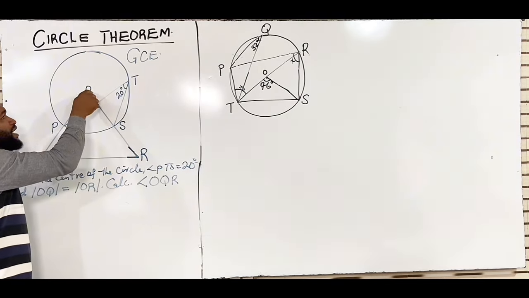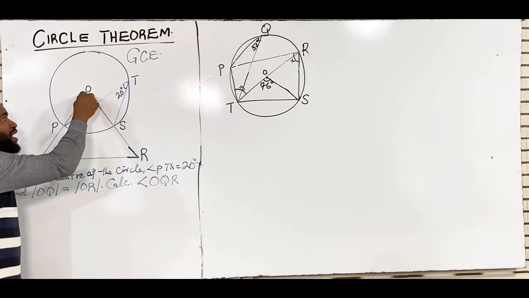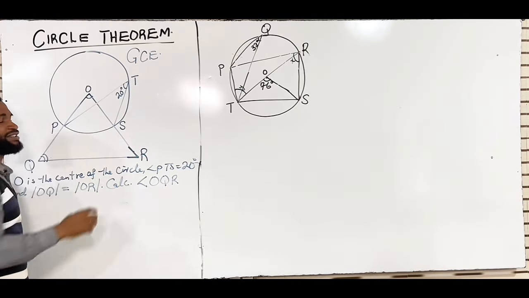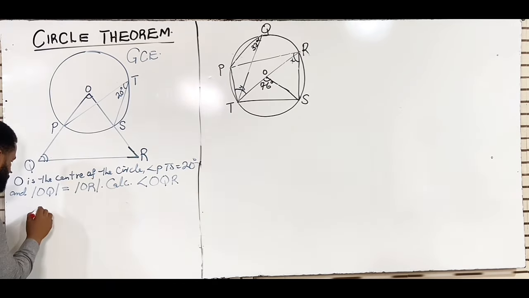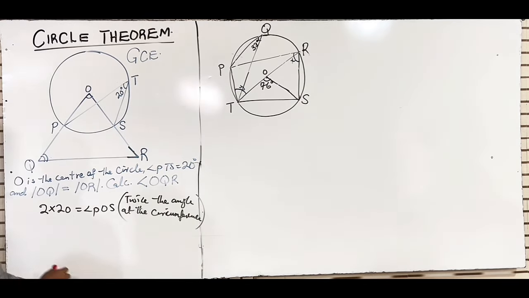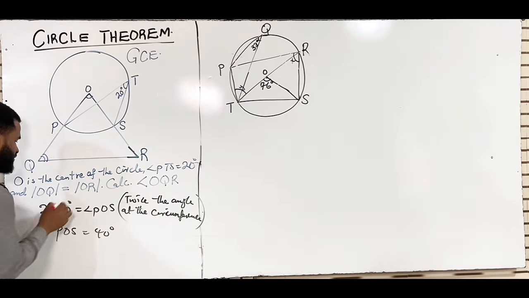And the one at the center also has 2 legs. One leg entered at P and the other leg entered at S. For that reason, 2 times this one is going to be the one at the center. So I'm going to say 2 times 20 is going to be the angle POS. Why is it so? Twice the angle at the circumference. For that reason, I'm going to say that POS is going to be 40 degrees.